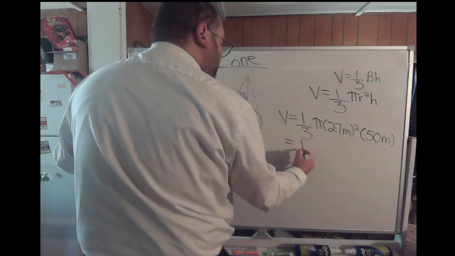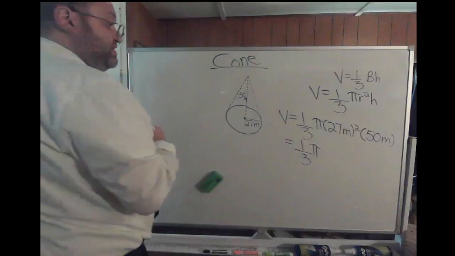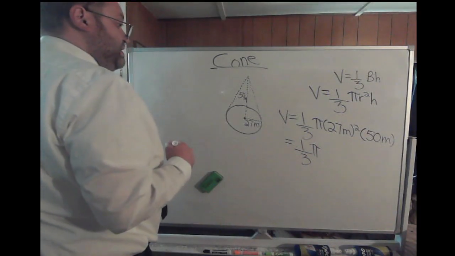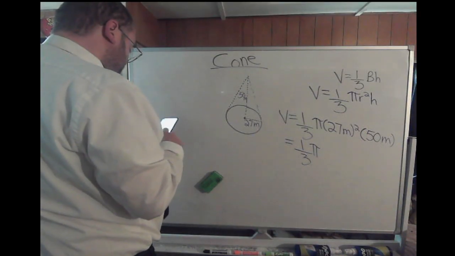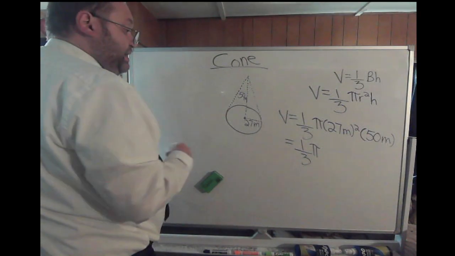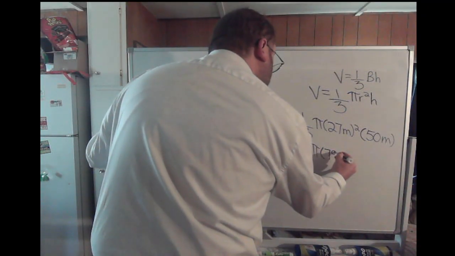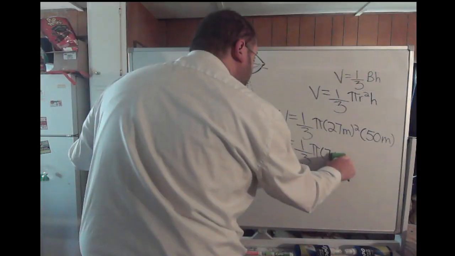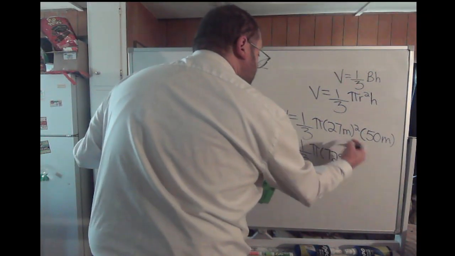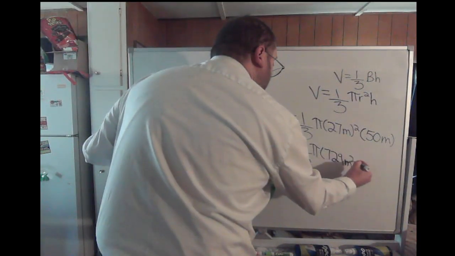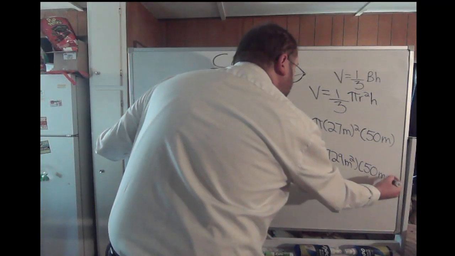Well, let's see, we got 1/3 times pi. Now we need to figure out what 27 to the second power is. Not a pretty number, I'm sure. 27 times 27, it's 729. Times, then we got the meters to the second power, that'd be square meters, times that height of 50 meters.